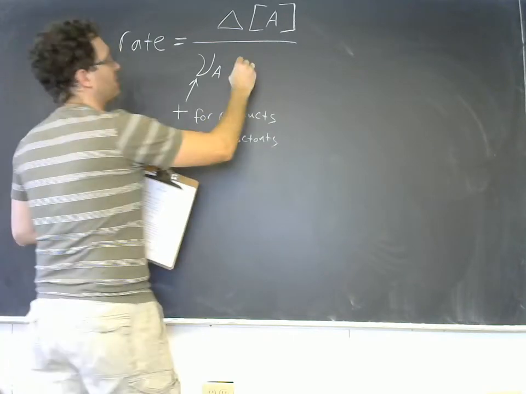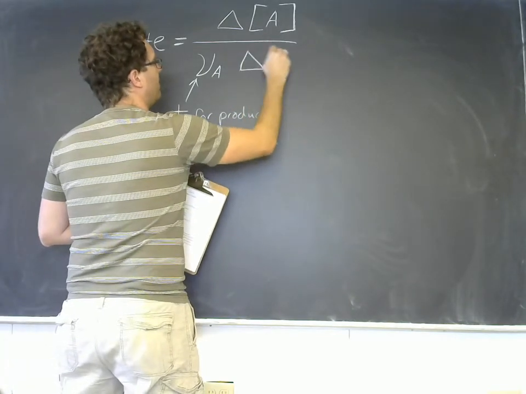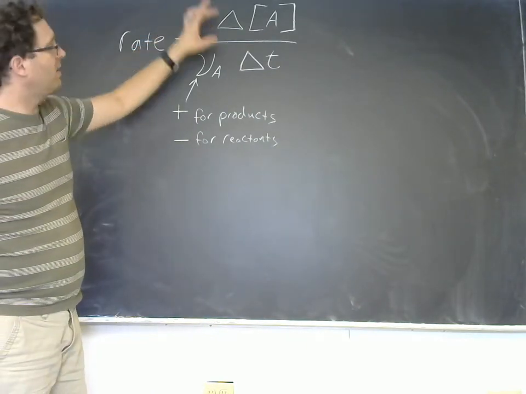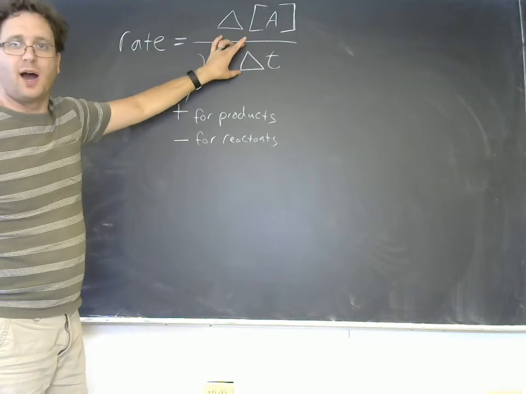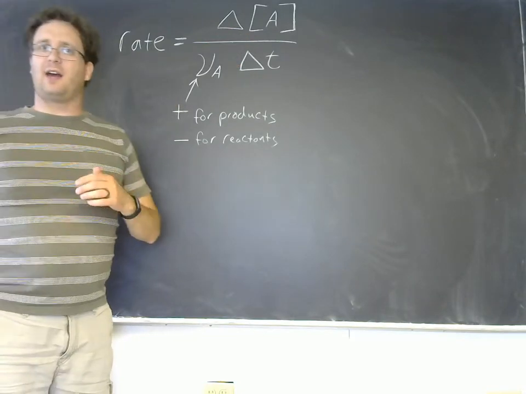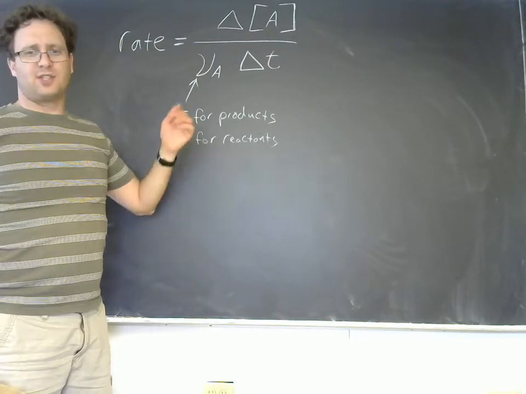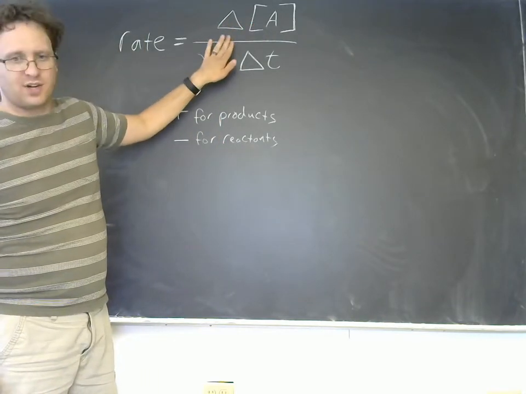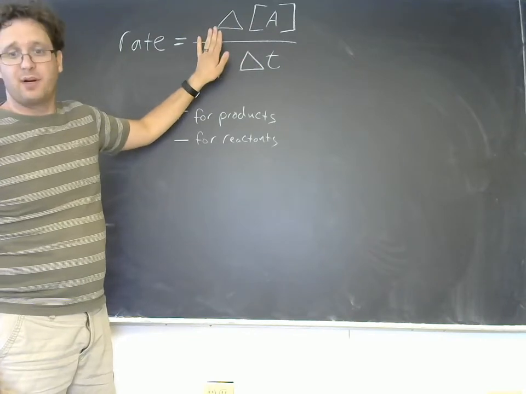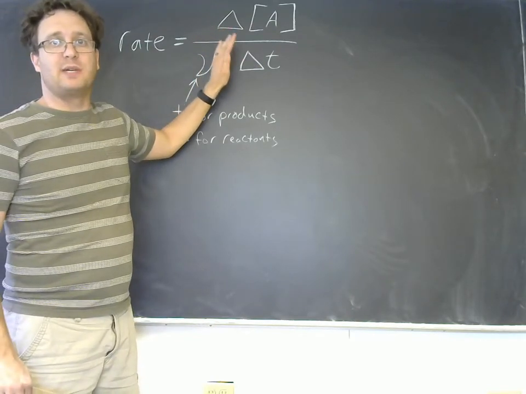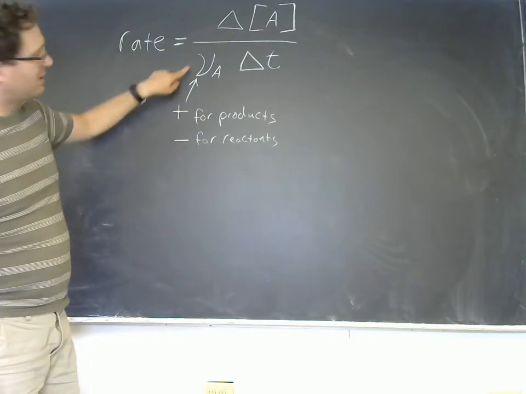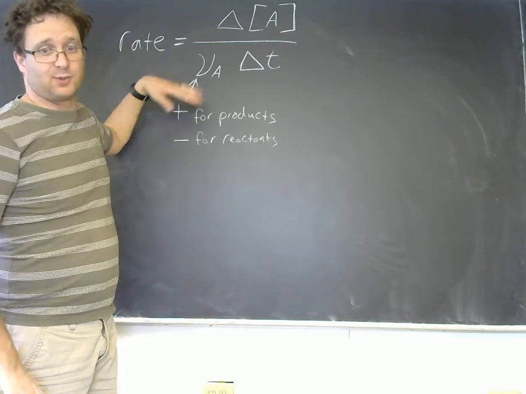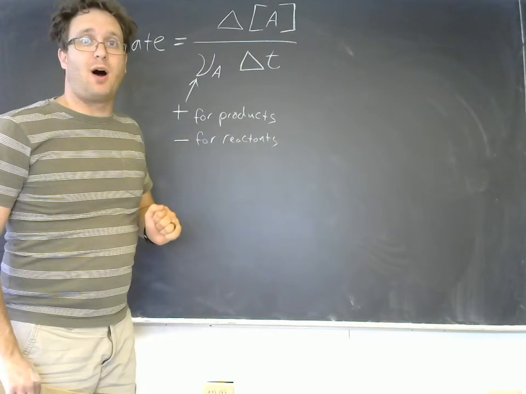Let's just finish up this equation. Then you'll have delta t. So the change in the concentration over the change in time. If you have a reactant, then the concentration is going to be going down. And so this delta A over delta t will be a negative number, but our reaction rates should always be positive. And so for reactants, we'll make sure this coefficient is negative valued to undo that and give us a positive value in the end.